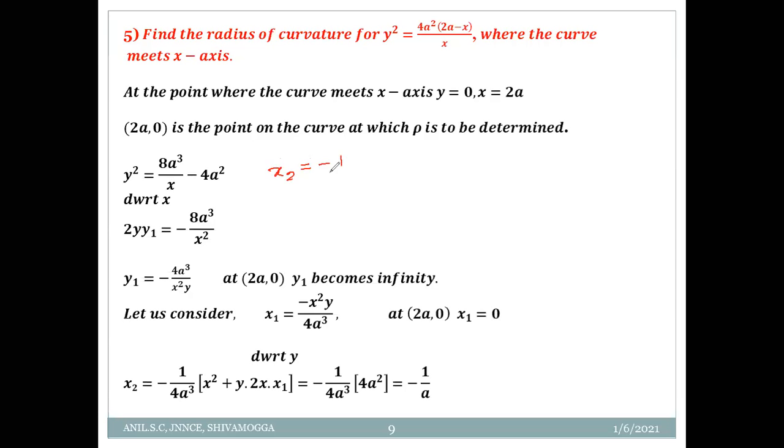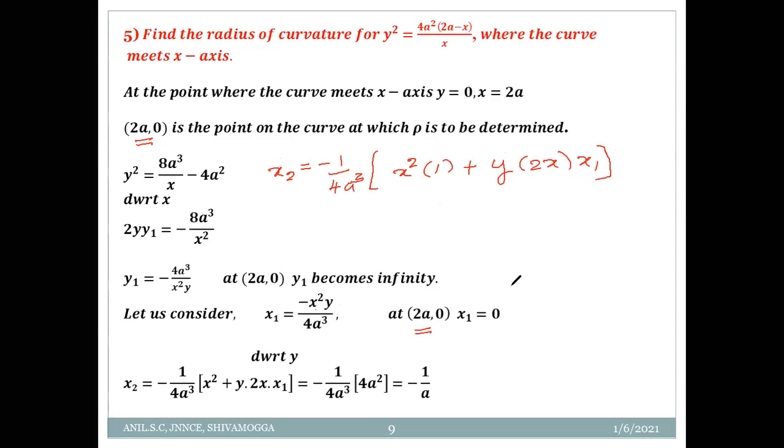Here minus 1 divided by 4a cube is a constant. Keep this constant as it is. You just differentiate x square into y. x square into derivative of y with respect to y is 1, plus y into derivative of x square with respect to y is 2x, into derivative of x is x1. And this derivative is required at 2a comma 0. Both the derivatives are required at 2a comma 0.